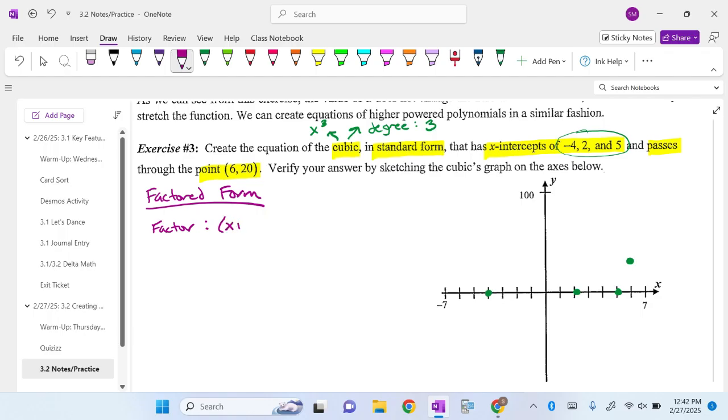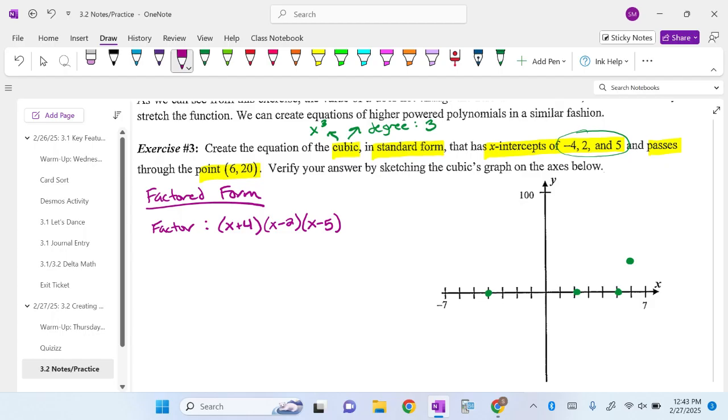X plus 4. All right. Now let's go with Vanessa. What's my factor for when x is equal to 2? Close. X minus 2. So remember, you just want to flip the sign. Then Corey. What's the factor for when x is equal to 5? X minus 5. So these are my 3 factors.